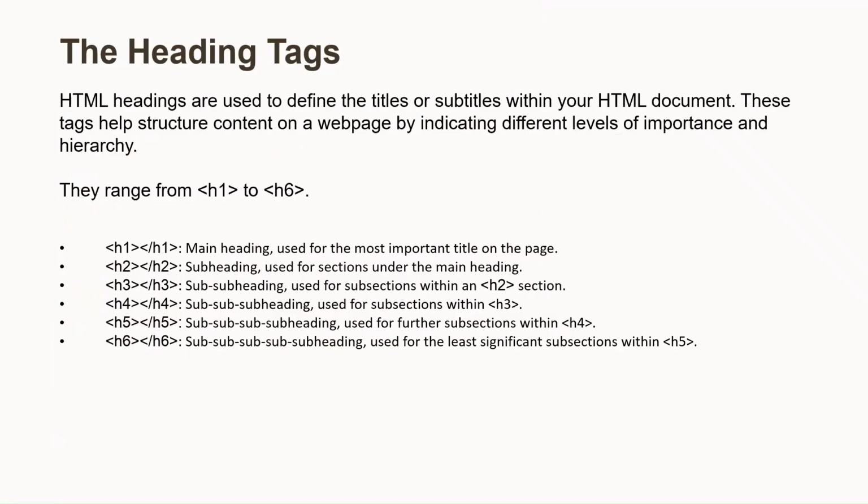Heading tags. HTML headings are used to define the titles or subtitles within your HTML document. These tags help structure content on a web page by indicating different levels of importance and hierarchy. They range from H1 to H6. The heading tag is a closing tag. H1 is the biggest heading available in HTML, while H6 is the smallest heading. The details of these are given here. Now, let us execute all of them in VS Code and learn more about the difference between them.